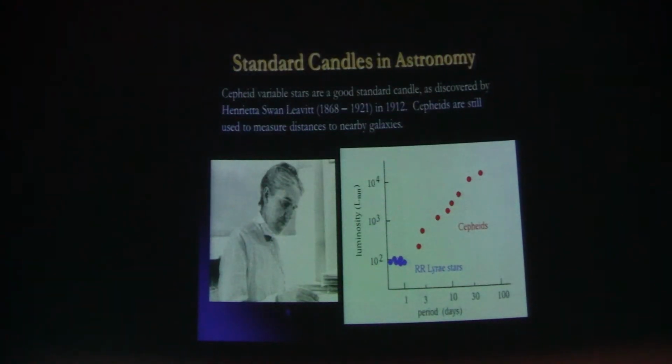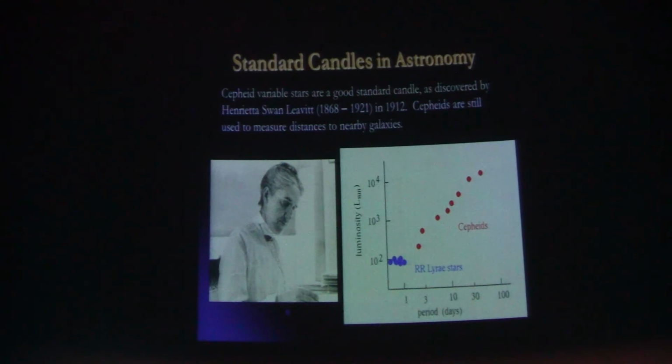Nature provides, as it turns out, several kinds of standard candles in astronomy. They're not as perfect as 100-watt light bulbs, namely they have a certain dispersion. They're not all exactly the same luminosity, but they're pretty good. One very commonly used standard candle is called the Cepheid, named after a star in the constellation of Cepheus, and that star is variable and changes in a certain way.